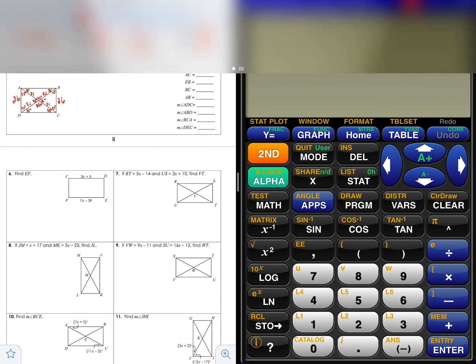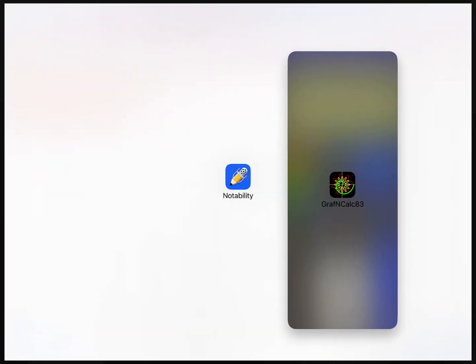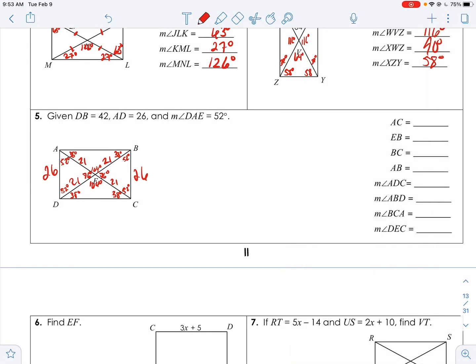Okay, I got everybody. So, whoop, that's not what I wanted. There we go. A to C is 42. E to B is 21. B to C is 26. A to B, oh, I don't know that one yet. But if I draw a little triangle there, this is A to B. That one's 90. This is 26. That's 42. This is X.